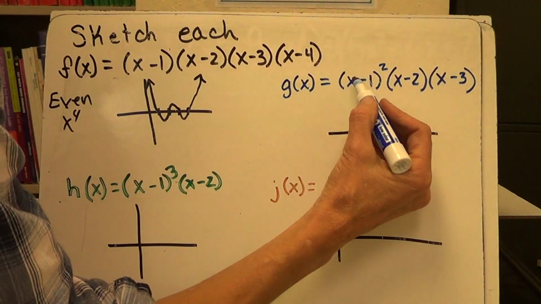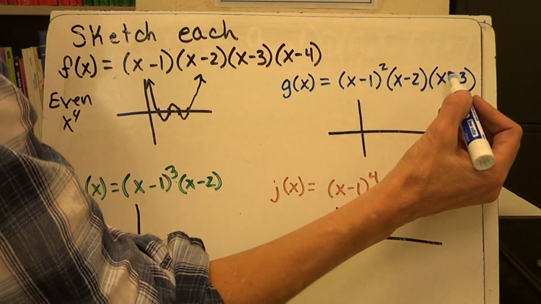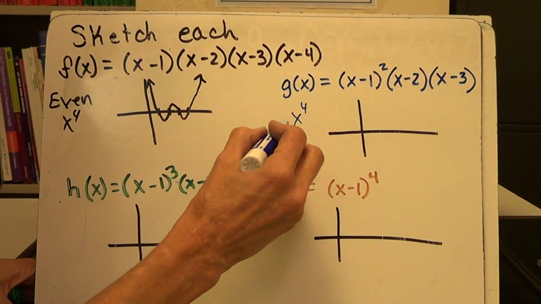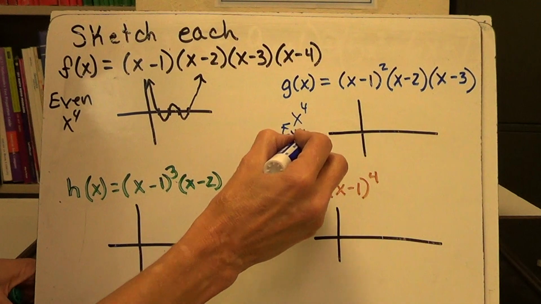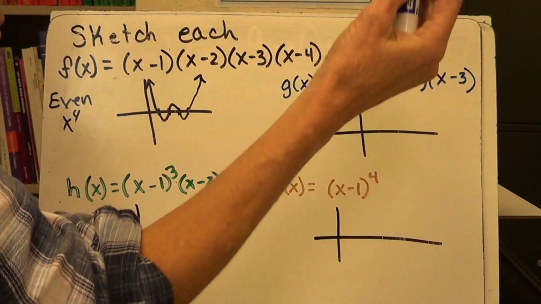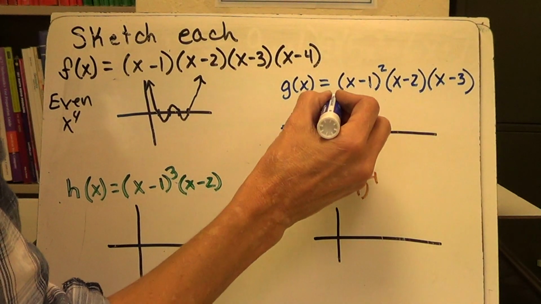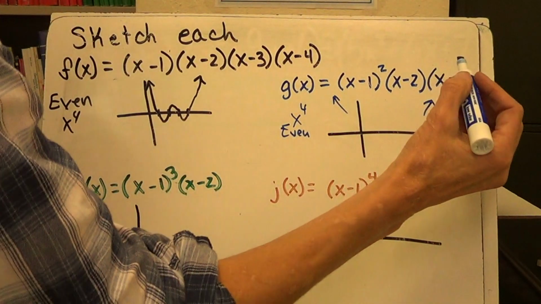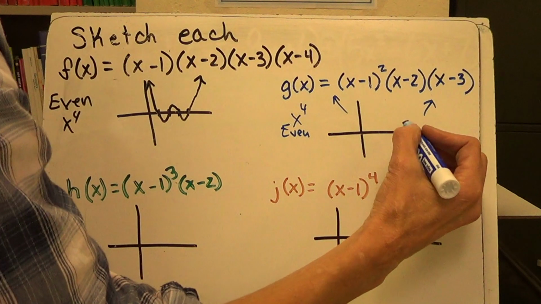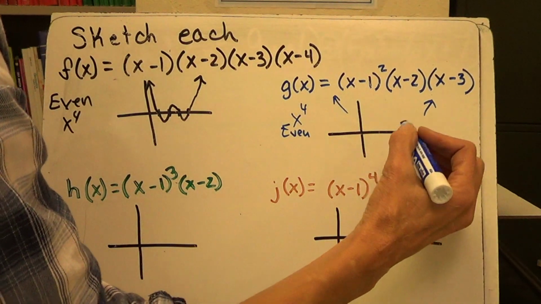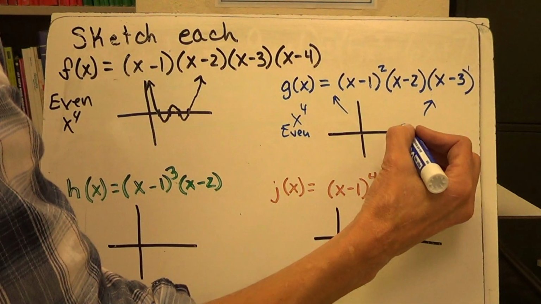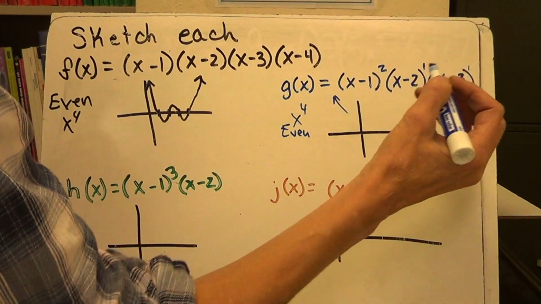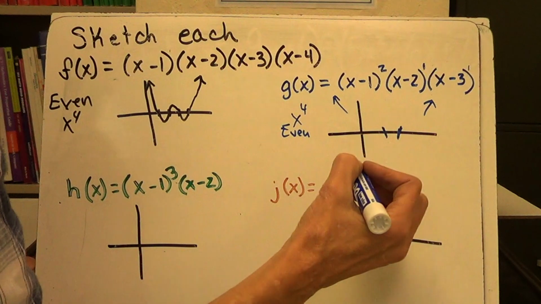again, I have x squared times an x would be x to the third times x would be x to the fourth. So again, I have an even x to the fourth. So my end behaviors are going to be going up in the U shape. This time what I notice, x would be equal to 3, and that one's to the first power, so I know it goes through. X would be equal to 2 on the first power, so that one goes through.